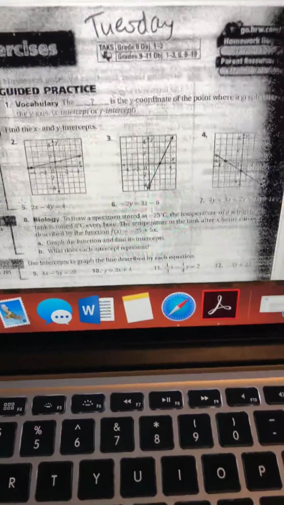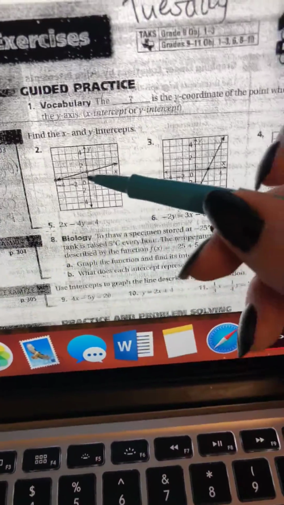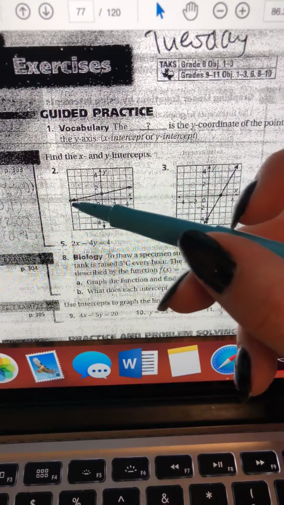So go ahead and try number 2, 3, and 4. These are just finding the ordered pairs where it crosses the x or the y axis. Each one actually has both. So this would be your y and this would be your x. Go ahead and try those on your own.